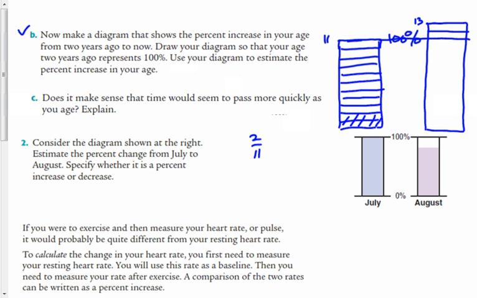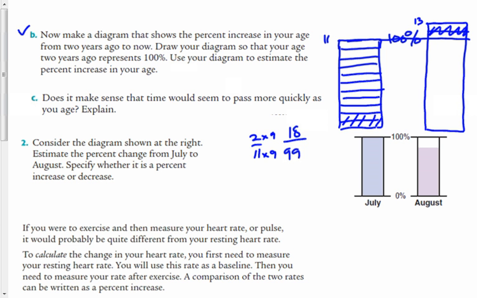And I'll show you a little trick for getting that into a percent. Remember, percent is out of 100, right? So if the denominator is 11, you multiply that by 9, that's 99, which is really close to 100. So if you multiply 2 by 9, you get about 18. So that's actually representing about an 18% increase.